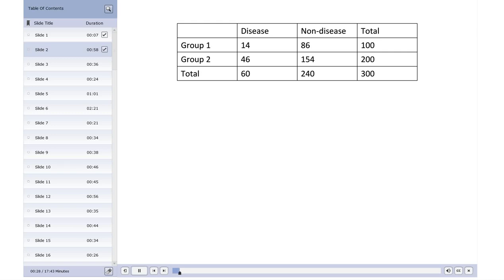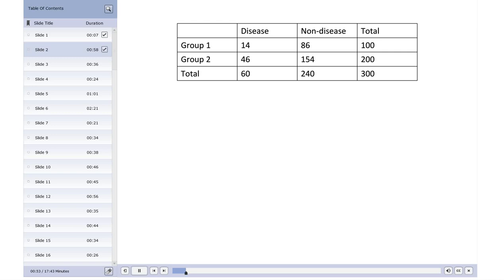The question that we're going to be interested in is whether the prevalence of the disease is different in these two groups. Of course, we can just calculate the percentage of people in each group who have the disease. In this case, 14% of those in Group 1 have the disease, while 23% of those in Group 2 have it. But you've got to keep in mind that this is just a sample, and just because there's a difference between the two groups in a sample doesn't mean there is a difference in the population.